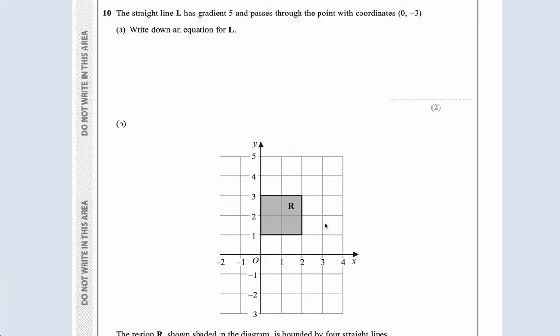The straight line L has a gradient of 5 and passes through the point with coordinates (0, -3). Write down an equation for L. Okay, this should be easy, guys. It says write down, so I don't need to show any working.